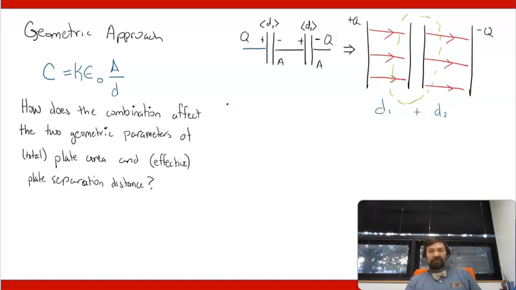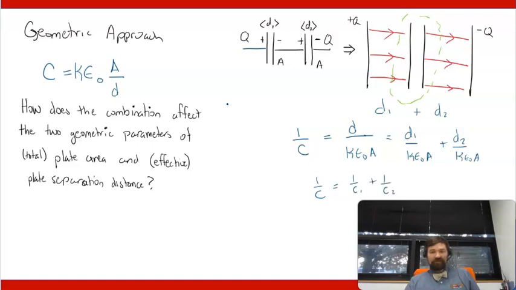The end result is that in order to add things together, if I did 1 over C, that would be D divided by kappa epsilon naught times area. And so that ends up being D1 divided by kappa epsilon naught area plus D2 over kappa epsilon naught area. But these just are, by definition, 1 over C1 plus 1 over C2.